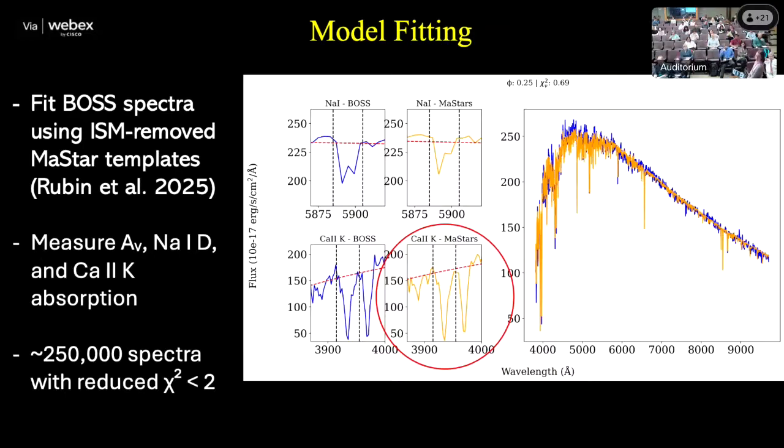Yeah, right now, I frankly think our sodium-1 measurements are more robust. It's a much more isolated region of the spectrum. Most of these are K-stars, so calcium-2 has a lot of other absorption lines and a steep slope. So there's, I think, some refining I can do there to improve those measurements.